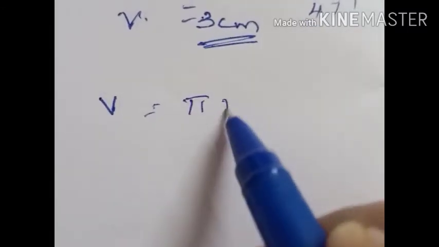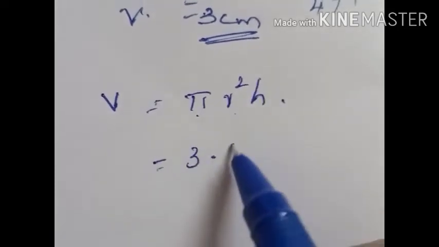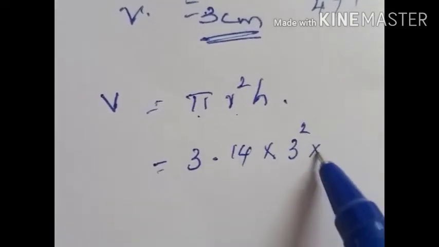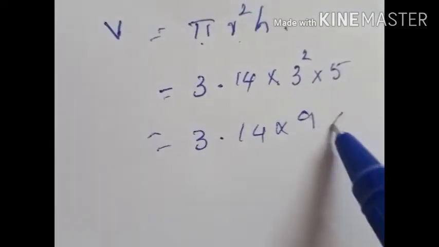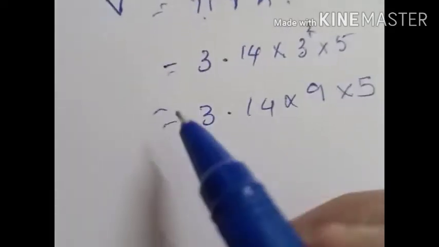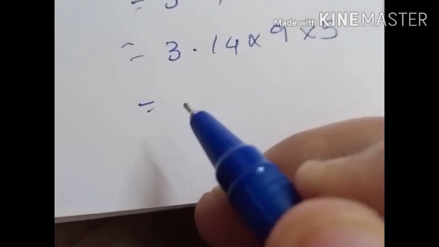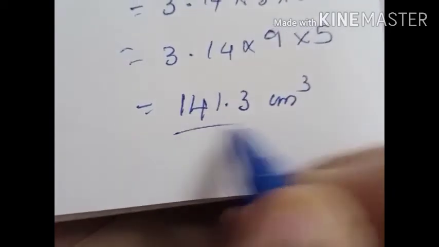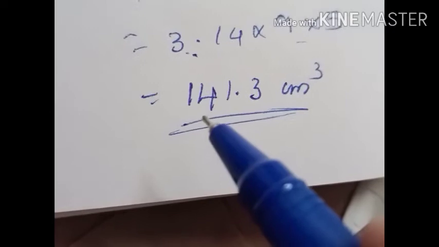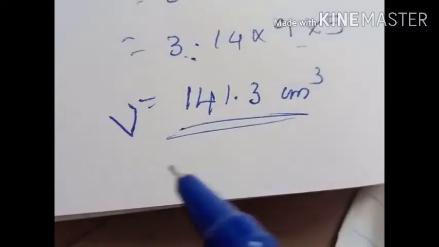Then we have to find its volume. Volume is equal what? Pi r square h. So 3.14 into 3 square into 5. That is equal 3.14 into 9 into 5. 3 square is 3 into 3, 9. Then we have to multiply these all. Then what we will get? 141.3 centimeter cube. When we multiply these all, then we will get 141.3. So that much centimeter cube. This is the volume of this cylinder.